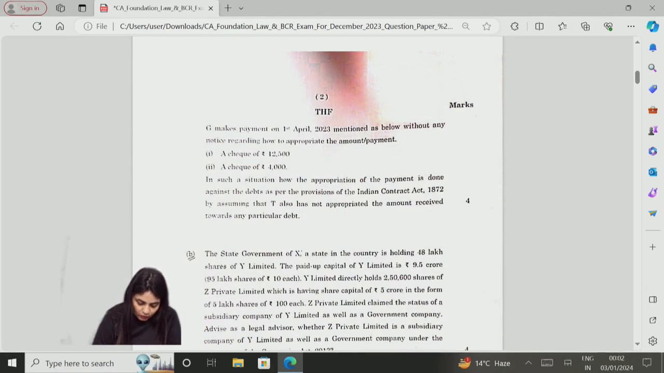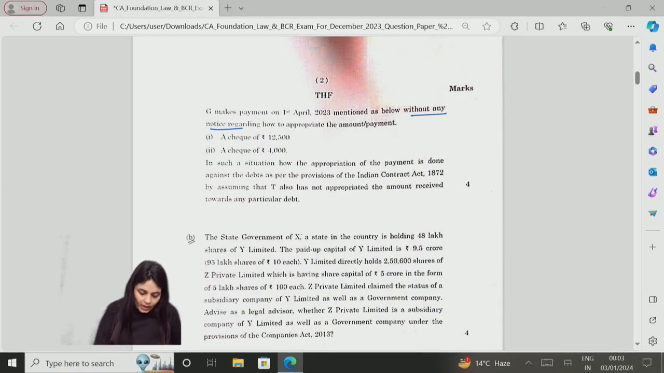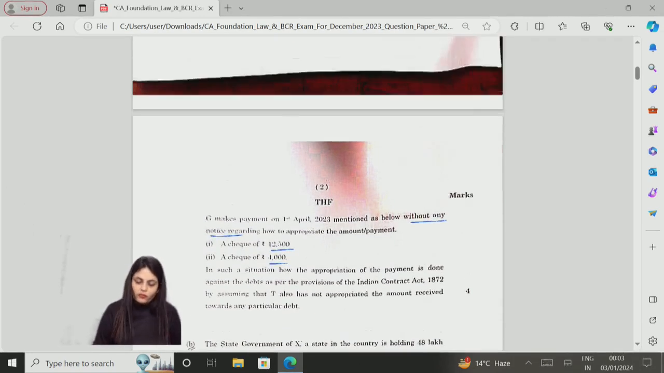G makes a payment on 1st April 2023 as mentioned below without any notice regarding how to appropriate. So when the debtor makes the payment, he may specify. Now, when we say specify, it can be expressed or implied. He may specify to the creditor which debt to set off, and if the creditor accepts the payment, the creditor must set off that debt only. And if the debtor does not specify anything, the creditor may at his discretion set off any debt, including a time-bound debt. A check of 12,500 and a check of 4,000.